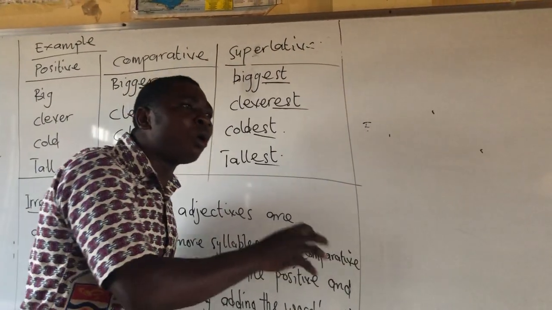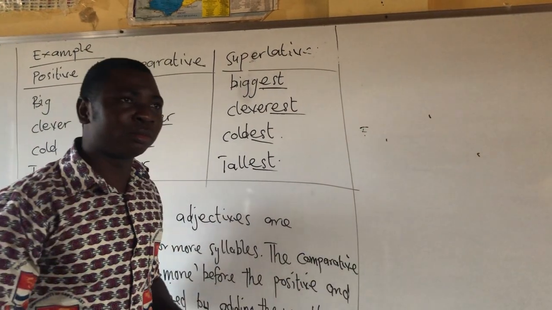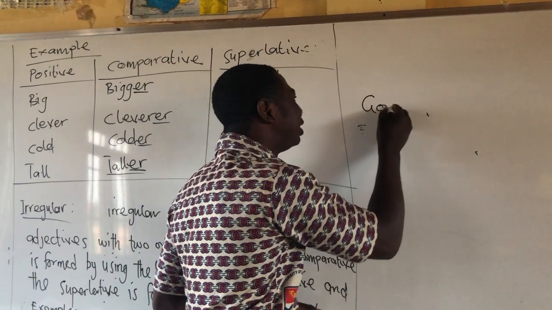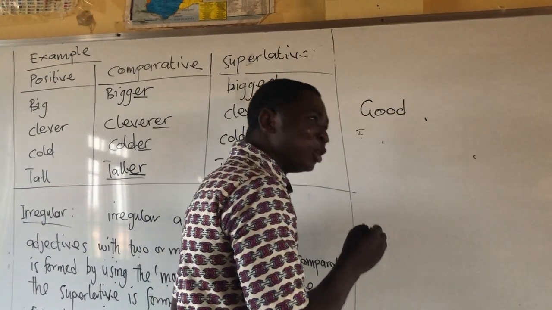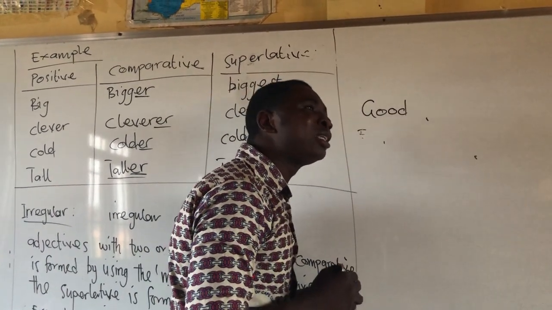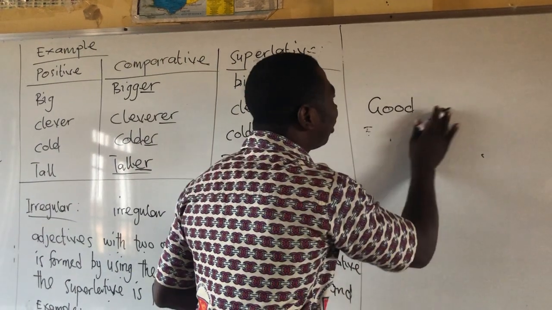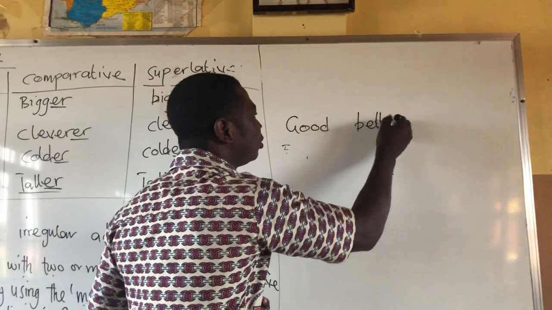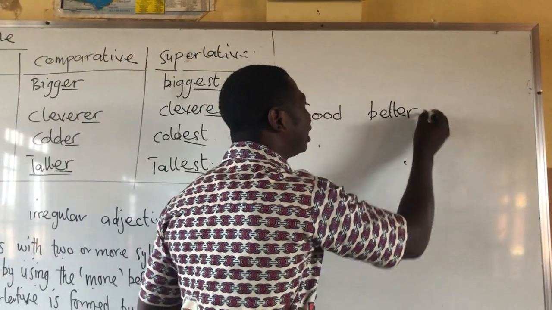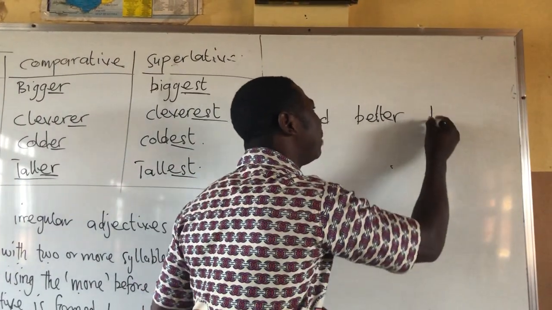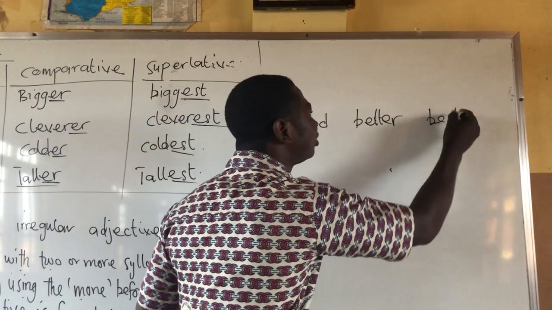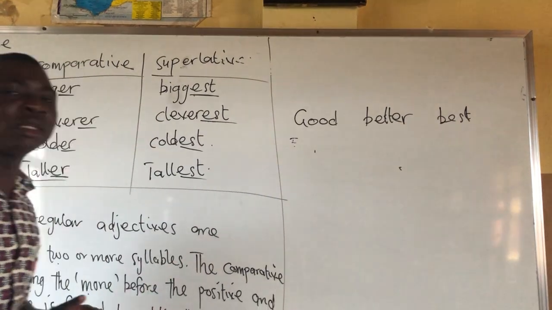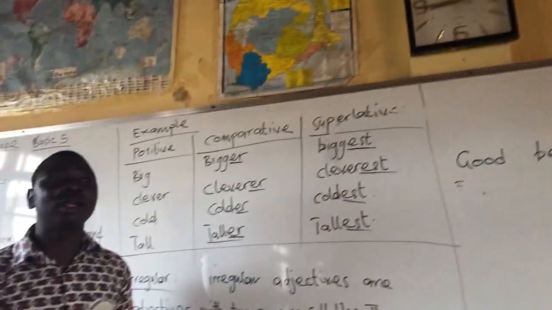We have some other irregular adjectives, and that one you do not add er or est to it, or more or most to it. Example, good. You can't say gooder. You can't say more good, but it changed its word. In the comparative form, we say it's what? Better. Good, better, best. And the superlative form, we say what? Best. So some words like this, they are also irregular, but you don't add more or most to it. Another example is what?